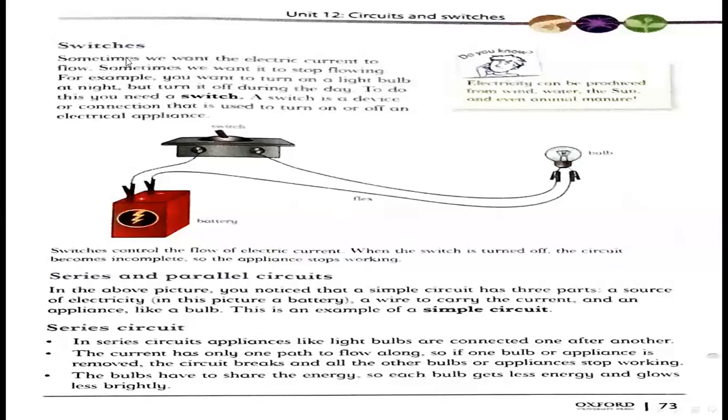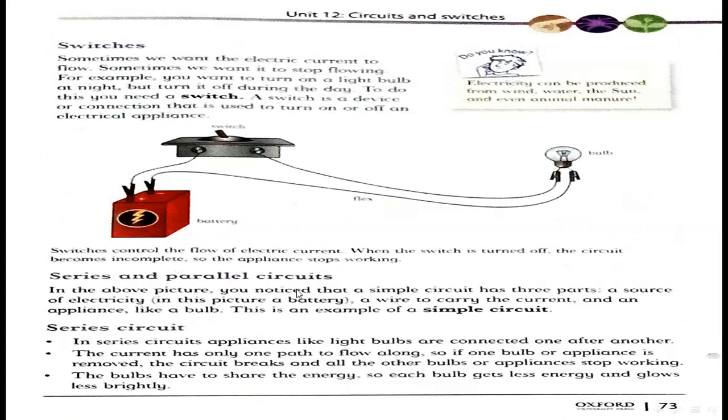Switches. Sometimes we want the electric current to flow, sometimes we want it to stop flowing. For example, you want to turn on a light bulb at night, but turn it off during the day. To do this, you need a switch. A switch is a device or connection that is used to turn on or off an electrical appliance. Switches control the flow of electric current. When the switch is turned off, the circuit becomes incomplete, so the appliance stops working.